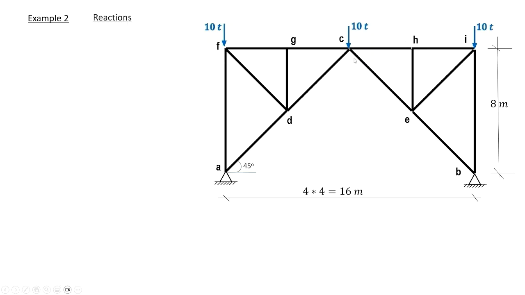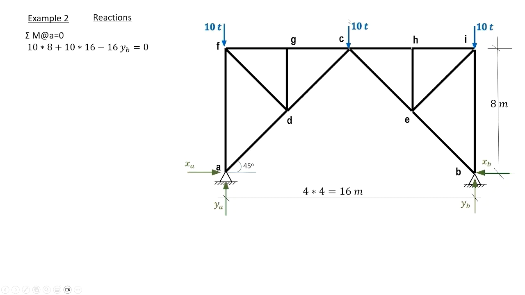Now we compute our reactions. We have 2 reactions, X and Y at A, and 2 reactions at B. Sigma moments at A cancels XA, YA, and XB as the 3 forces pass through A, the 3 unknowns. Also, the external 10 tons at F doesn't have an arm about A or passes through A, and therefore does not appear in our equation.